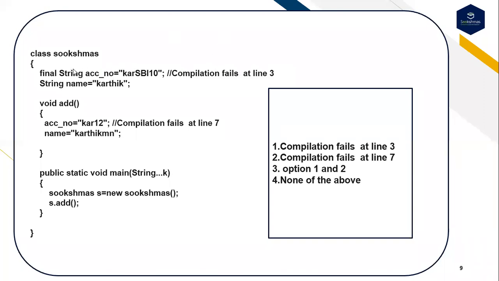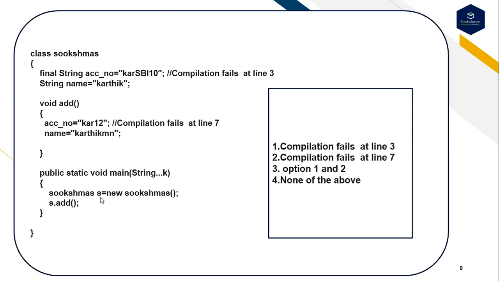The second question, class Sukshmas. Final string account number is equal to KRSBI10 and string name is assigned Karthik. And void add is a method here. I am trying to change the value of the account number, and the name also I'm trying to change the value. Execution of the program begins from the main.